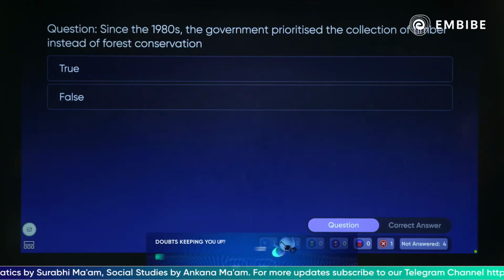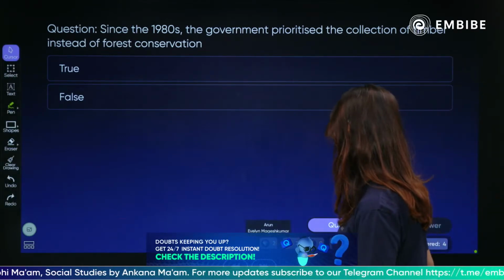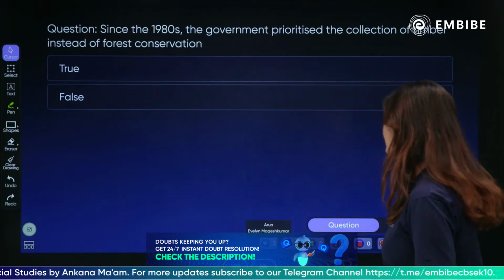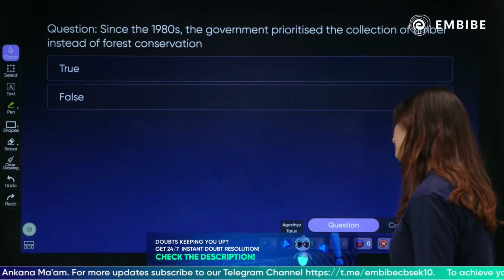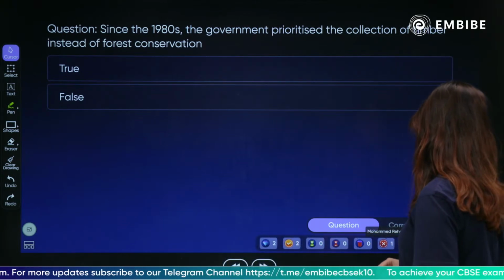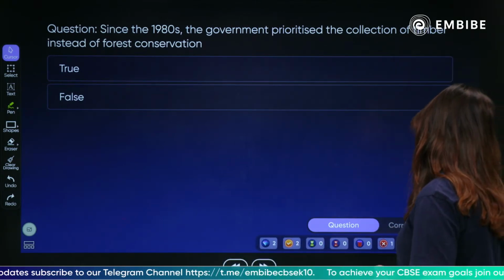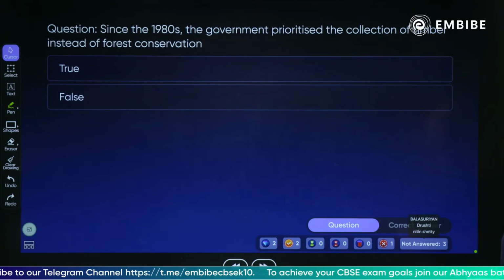Okay, guys. And we have Arun and Evelyn. Correct answer, perfect timing. Good job. Agastya and Tarun have also answered correctly. And Mohammad Rehan has taken an attempt. Bala Suryan, Drushti and Nitin waiting for you guys to answer.